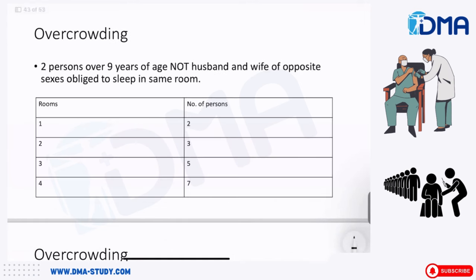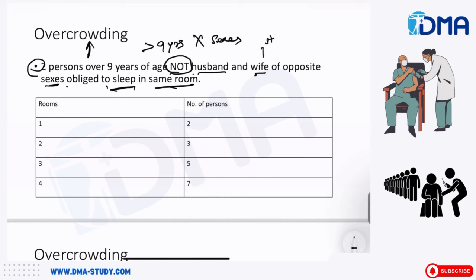So what is the criteria for overcrowding? The criteria for overcrowding is that if two persons are staying, they are more than 9 years, they are not husband and wife and they are of opposite sexes, they are obliged to sleep in the same room. You call it overcrowding. This is first criteria based on sex. Two persons who are more than 9 years, not husband and wife, of opposite sex.